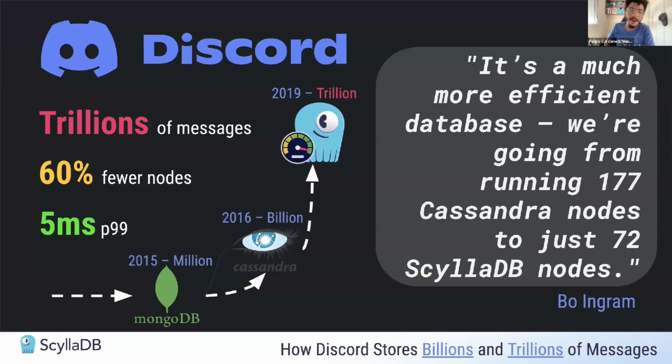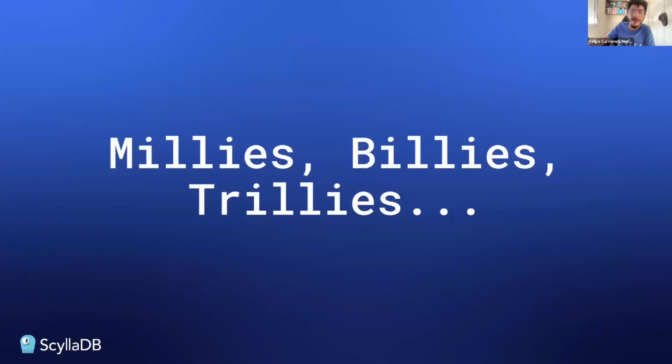Well, by at scale, I mean you need a database which is able to sustain your workloads no matter what scale you are currently running at. Like Discord, which migrated from Apache Cassandra to ScyllaDB to store trillions of messages with 60% infrastructure savings and better latencies. So, millions, billions, trillions, no matter what scale you're at, we from ScyllaDB promise you the best performance out there.